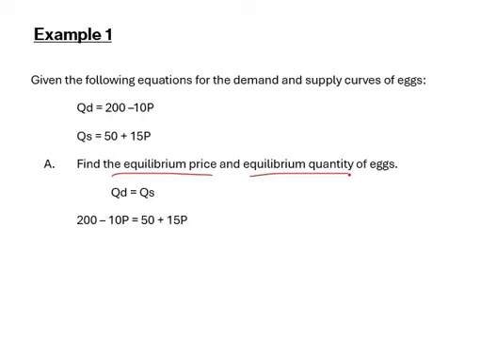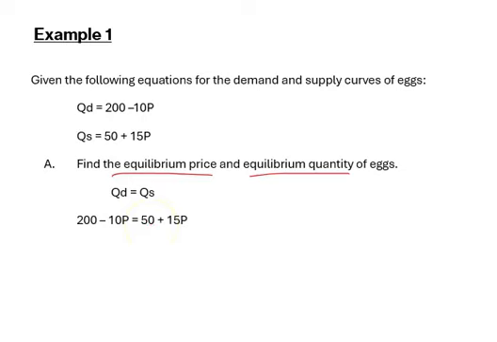Remember, at equilibrium, quantity demanded equals quantity supplied. That is 200 minus 10p equals 50 plus 15p. The next step is to put like terms together. Remember, when you move a term to the opposite side of the equal sign, the sign changes.